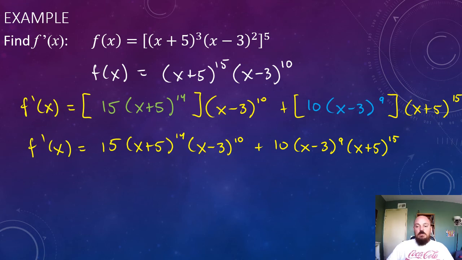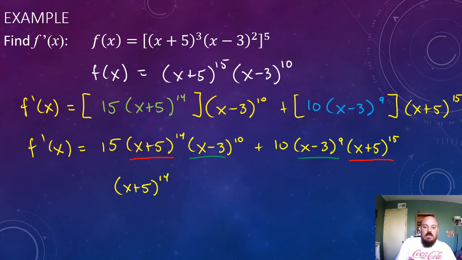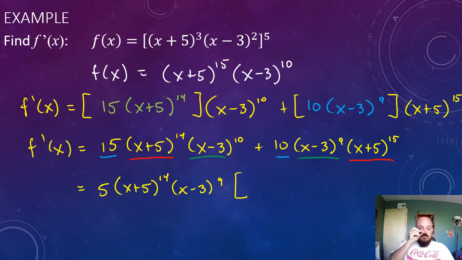So what I have now is some common terms that we want to factor out. If I look at this, I have some x plus 5's here and here. And remember, you can always factor out the lower exponent. So I can factor out x plus 5 to the 14th power. Okay, then I have some x minus 3's here and here, and I can factor out 9 of them. Now I'm going to go one more step, although this is kind of an optional step. I have a 15 here and a 10 here. I can actually factor a 5 out of there also. So let's do that. Let's factor all of these out and see what's left over.